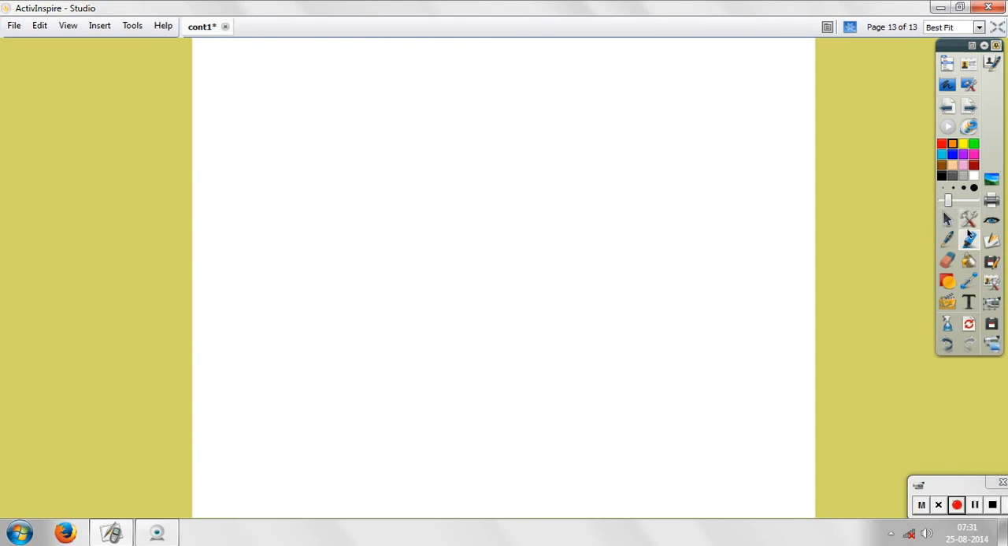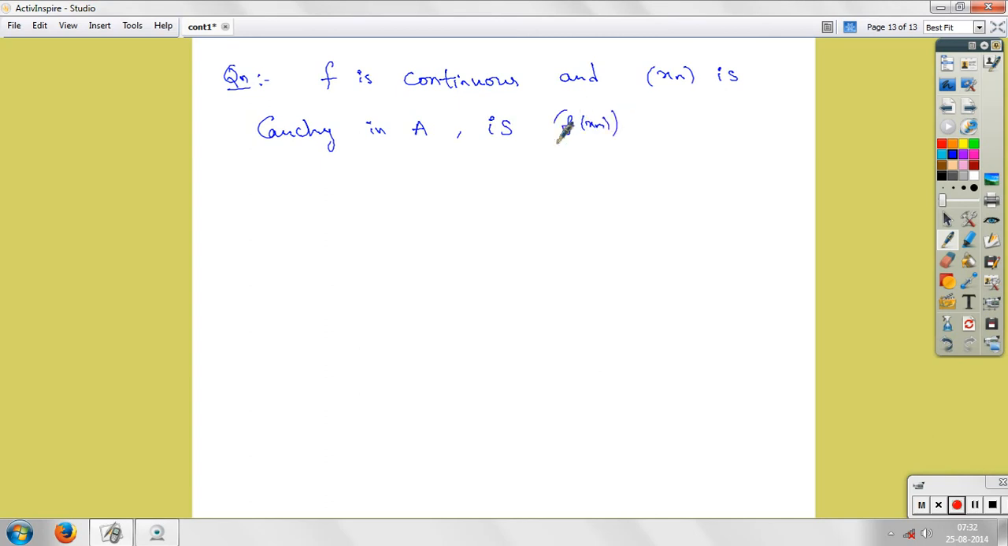Now let me ask a question. Suppose f is continuous and xn is Cauchy in A. Now is f of xn, which is a sequence in R, Cauchy?